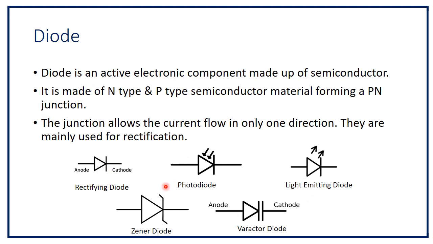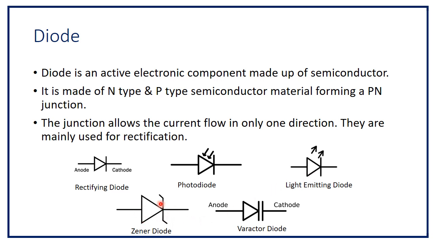Here we have shown the various symbols of diodes. This is the symbol of a rectifying diode. A diode has two terminals. One is the anode, another is the cathode. This is the symbol of a photodiode. Here two arrows are shown inward, which indicates that photons are incident on the PN junction of the photodiode. This is the symbol of a light emitting diode. Here arrows are outward, which indicates this diode is emitting light. We also call it an LED.